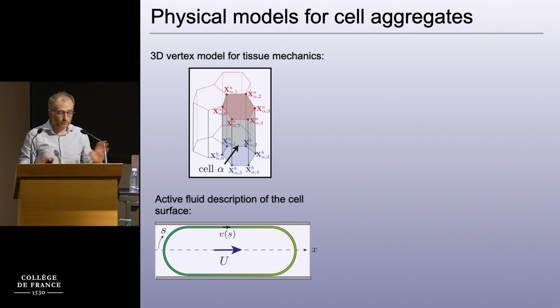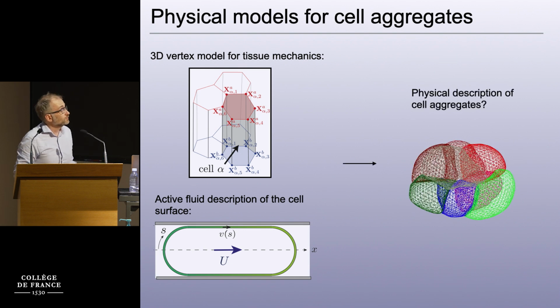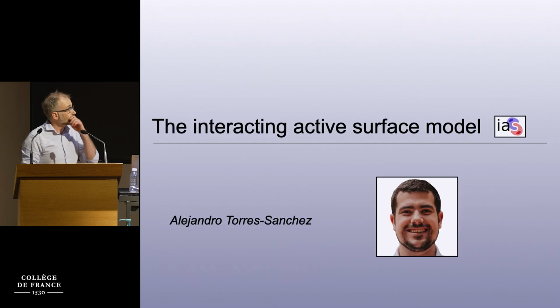So starting from these two different approaches, we wanted to do something mixing them to have a model which would apply for tissues, but which would be capturing more effects than the 3D vertex model by taking into account the mechanics and the physics of the actomyosin network. And that would then give us a physical description of cell aggregates. And so this is what Alejandro Torres Sanchez has done during his postdoc in my group. He has developed a model that we have called the interacting active surface model, and Alejandro is now a group leader at EMBL in Barcelona.